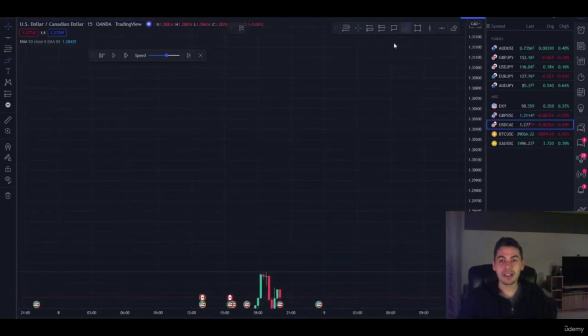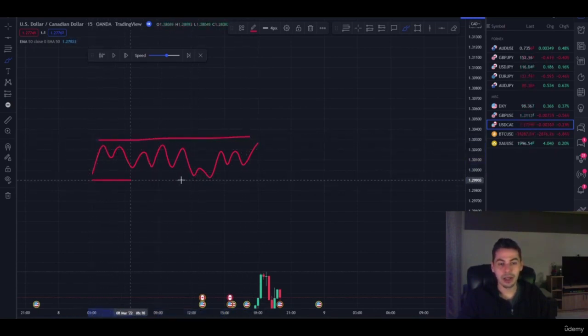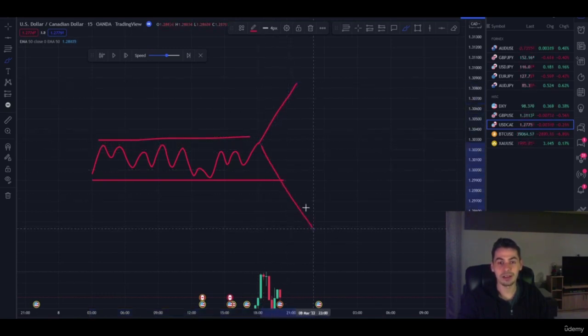So we basically want to look for formations that resemble a box. If price does something like this, that's pretty easy. You just want to look for price to be ranging, and you set an alert on the top and an alert on the bottom, and wait for one of the alerts to be triggered. So we basically want to see a clear break of this box in either direction, be it to the upside, be it to the downside.